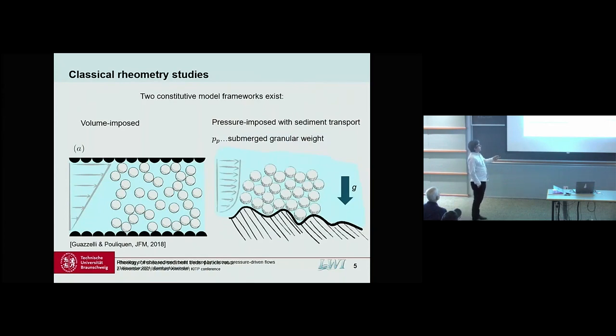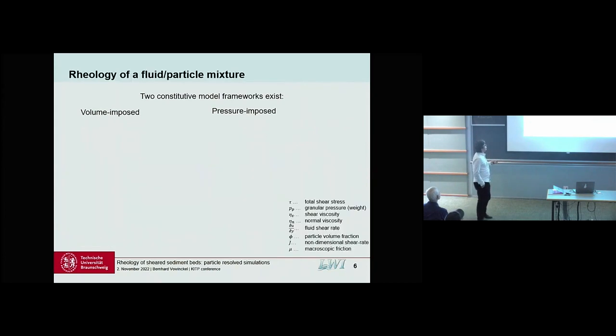you think of sediments that are acted upon by gravity. So you have a submerged weight of the sediment that pushes on the underlying sediments. So the deeper you go into your sediment bed, the higher your particle pressure becomes. And that's what we want to exploit.